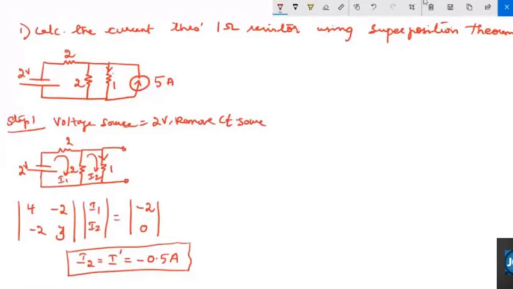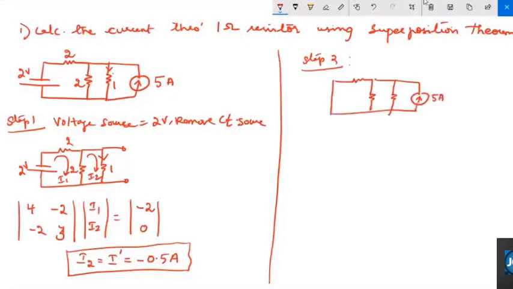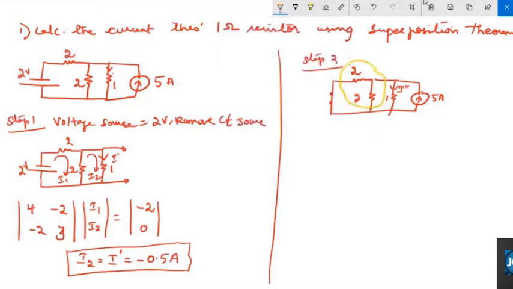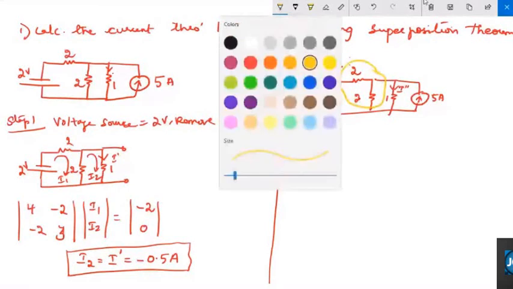What do you have to do for step 2? You have to remove your voltage source by short circuiting, and keep your current source as such. Keep all other elements and the current source also. Now find the current flowing through your 1 ohm, which is equal to I double dash. Use the current division rule. What about this 2 and 2 ohm? They are in parallel, so we can reduce it further.